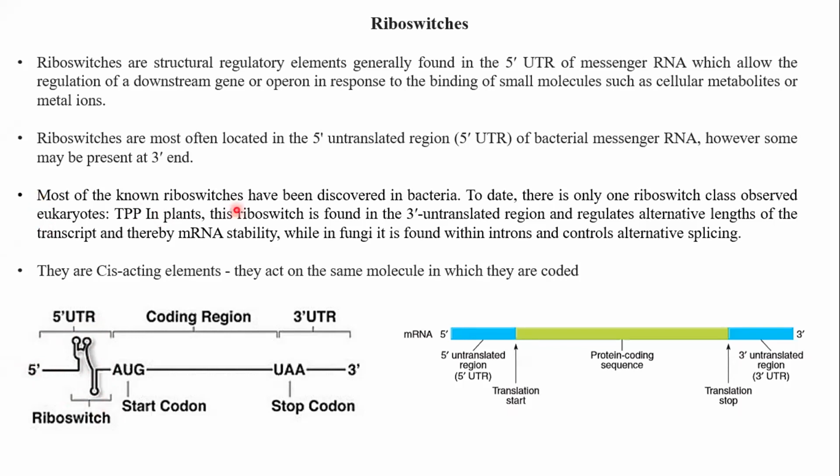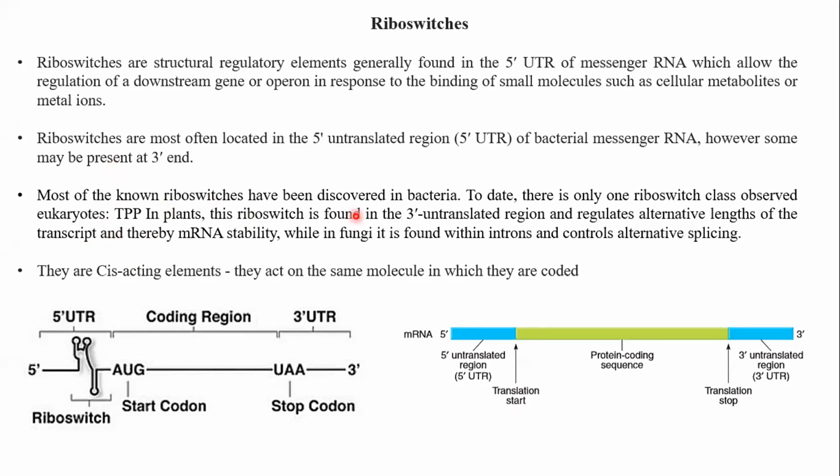Okay. Now look at the third point. Most of the known riboswitches have been discovered in bacteria. This is important: most of the riboswitches which we know to date are discovered in bacteria. The only exception is the TPP riboswitch. This TPP riboswitch is the only riboswitch which has been discovered in eukaryotes. TPP means thiamine pyrophosphate. This thiamine pyrophosphate is a cofactor, and also a form of vitamin B1. It is used in the metabolism of carbohydrates and amino acids. So only this one riboswitch has been discovered in eukaryotes so far.